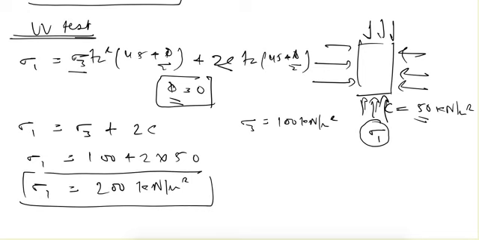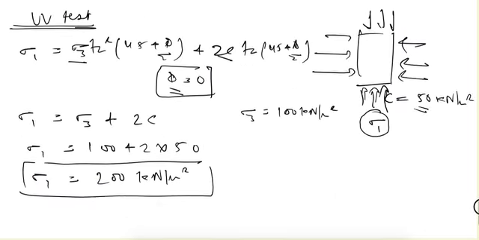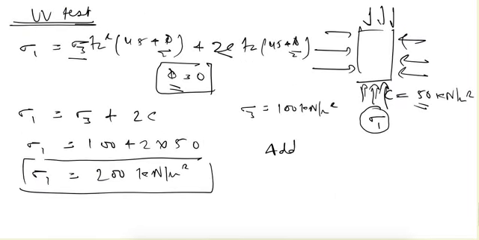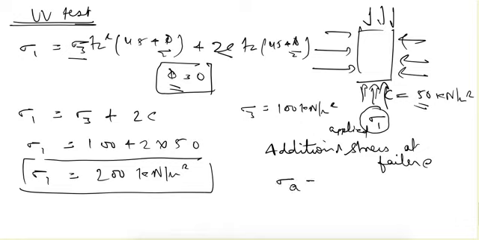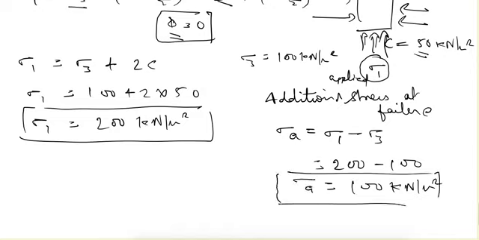Now in this question, what was asked? It asked for the axial stress at failure. So it is not asking for additional stress. If it were asking for additional stress at failure or additional applied stress, in that case it would have meant that it is asking for deviator stress, which is the difference of sigma 1 and sigma 3. So in that case the deviator stress would have been 200 minus sigma 3, which was 100, so it is 100. So just be careful about the language, otherwise the questions will be easy.